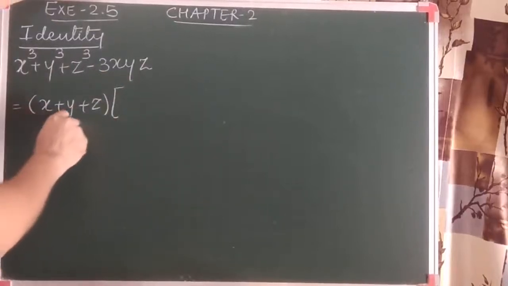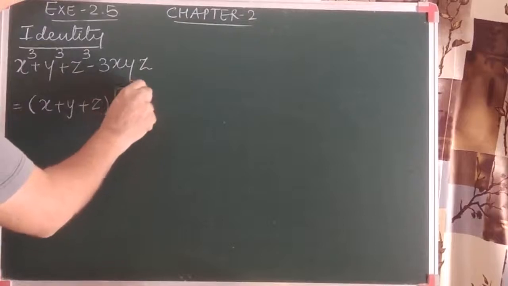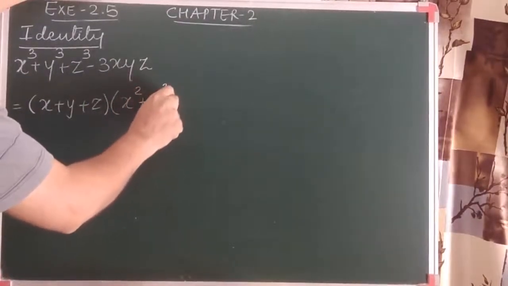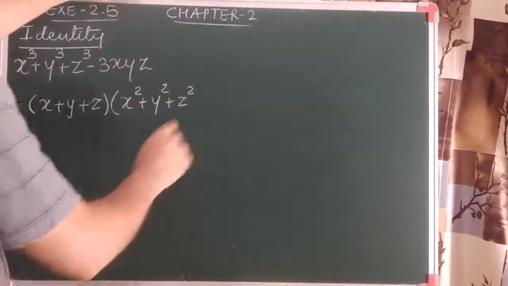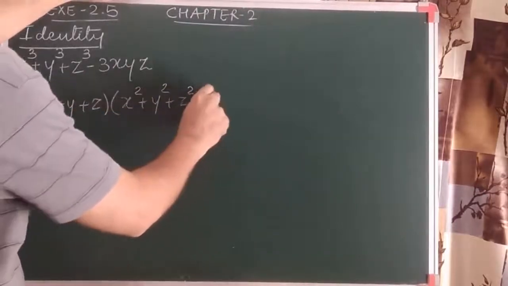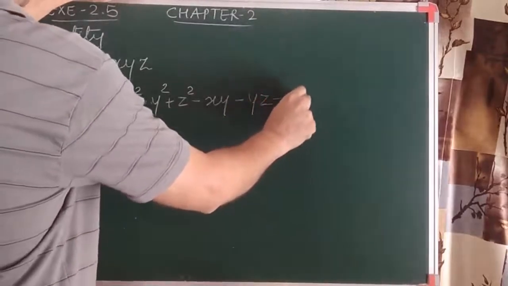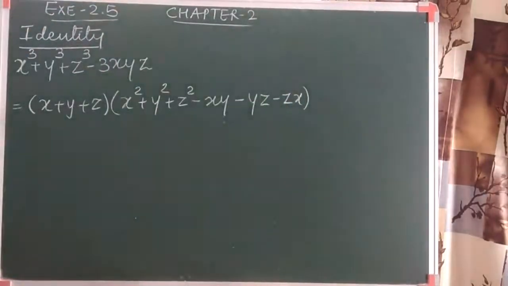Now how to remember the second bracket? Whatever the three terms, we should take the square of those three terms. It's x square plus y square plus z square. Then minus first second, minus second third, and minus third first term. It's quite easy to remember.